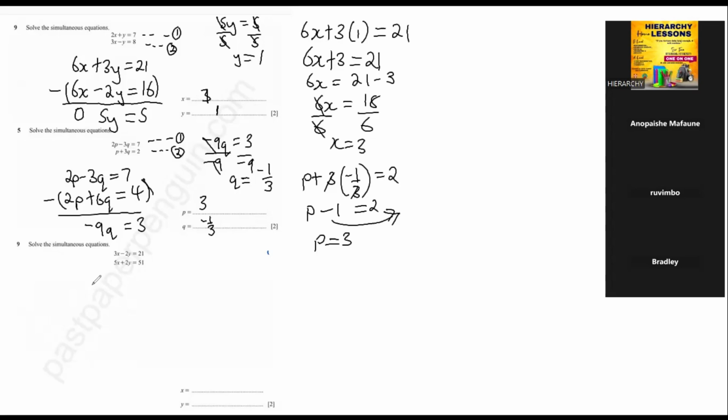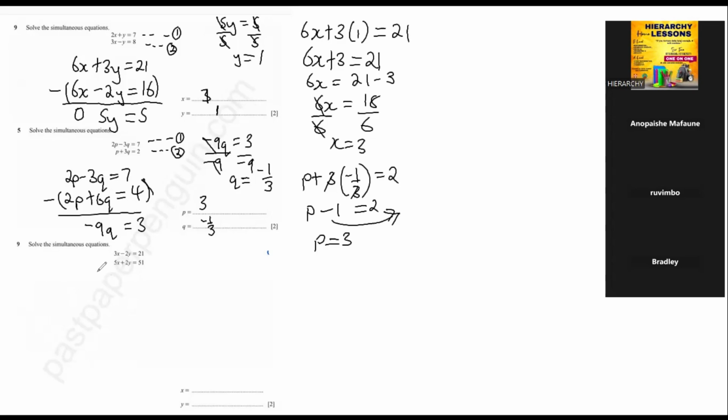So I need to work out 3x minus 5x. Oh, he's saying we're subtracting these two equations. What method is that? What is it called? You arrange it so that you have 3x minus 5x, then minus 2y minus 2y, is equal to 21 minus 51.